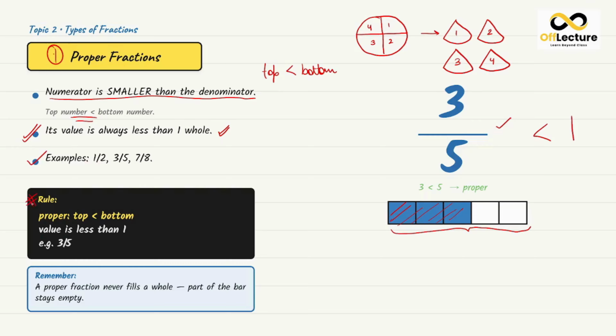The rule to remember for proper fractions is that the top will be smaller than the bottom. Since you now know what numerator and denominator are, you should always remember that the numerator will be smaller than the denominator, and the value is less than 1. For example, 3/5. And remember this note: a proper fraction never fills a whole. Part of a bar stays empty. Since the numerator is always less than the denominator, it will never fill the complete bar.